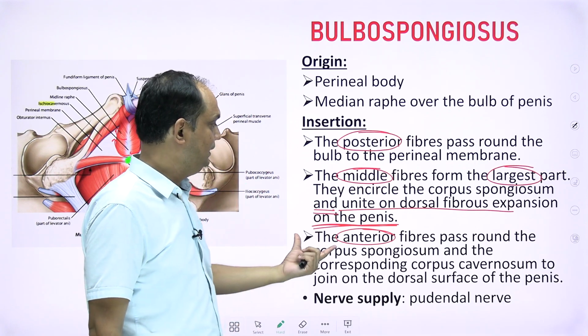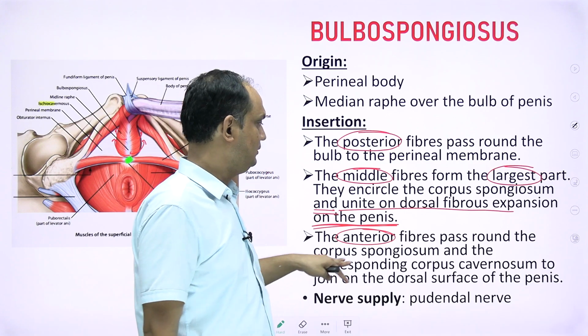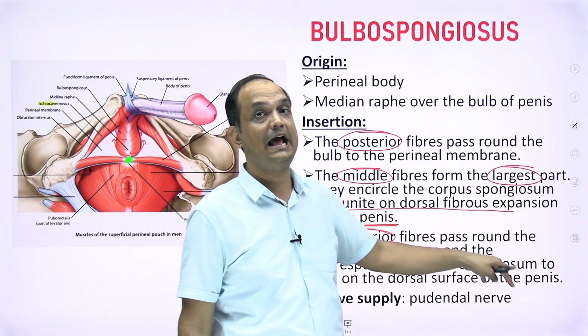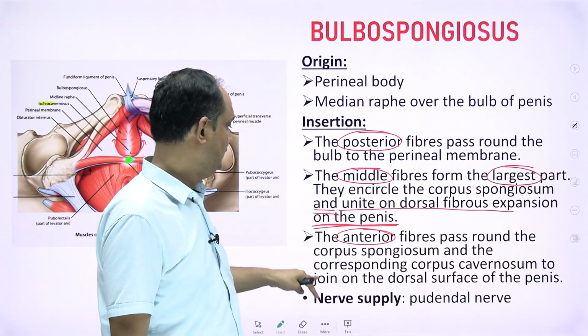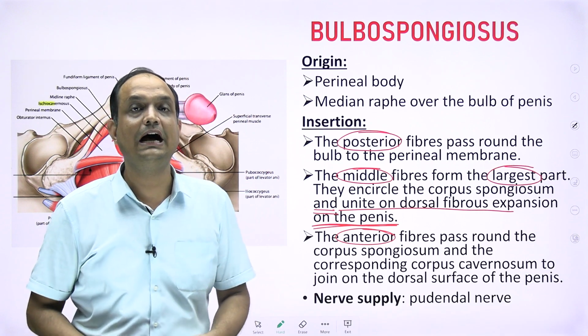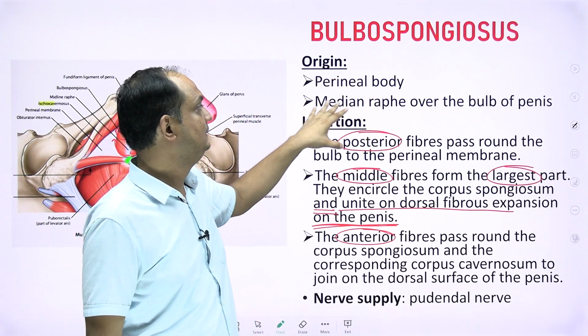Now, when we see the anterior-most fibers, they pass around the corpus spongiosum and the corresponding corpus cavernosum muscle to join on the dorsal surface. So, at the end you have to keep this in mind: the origin is from the perineal body and the raphe.